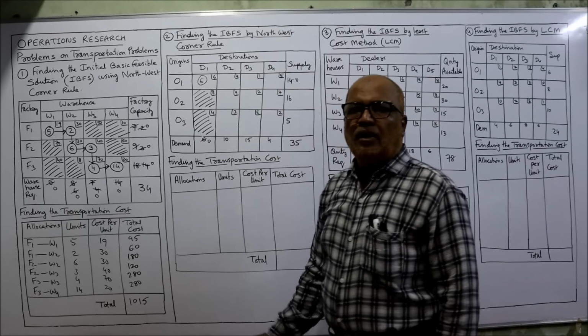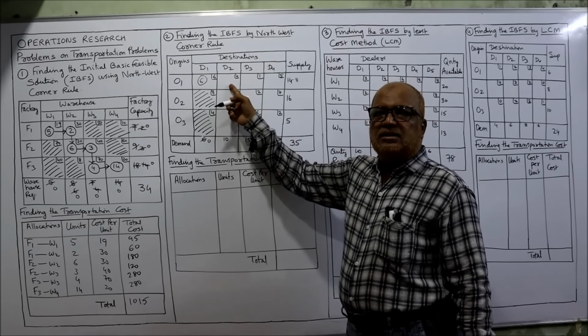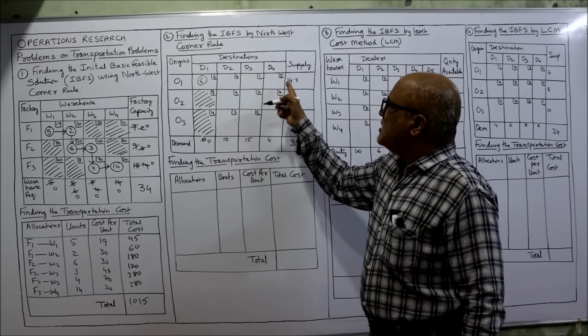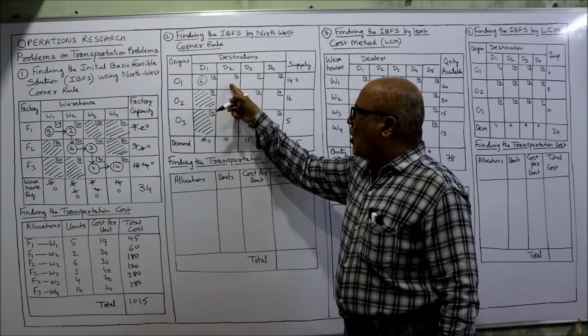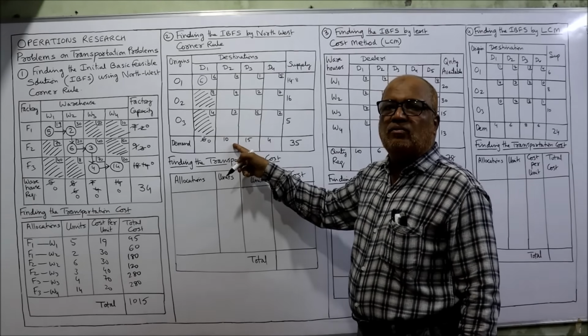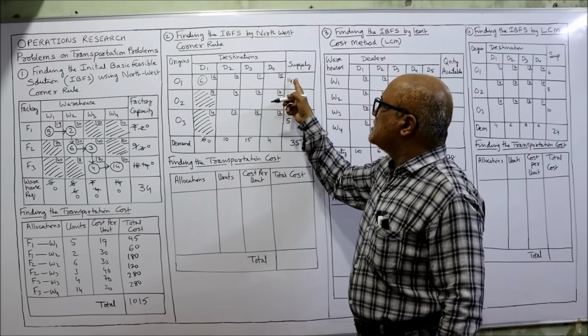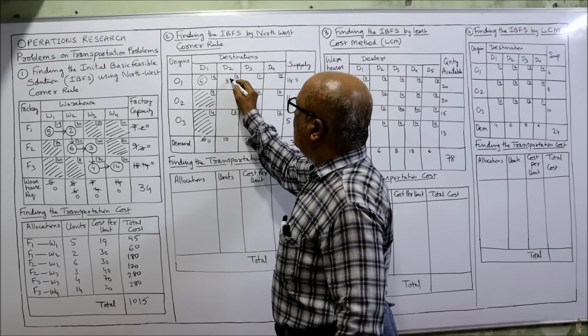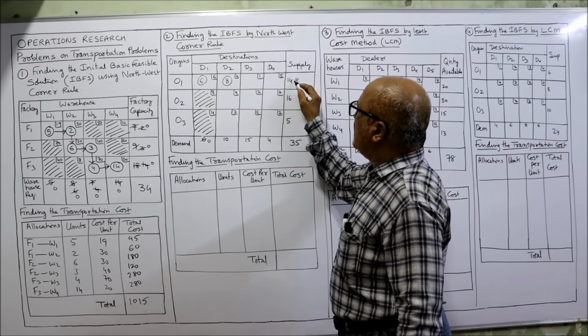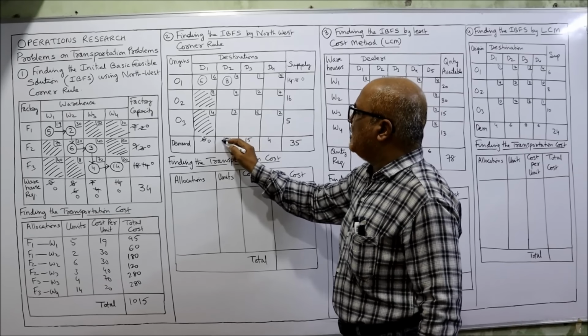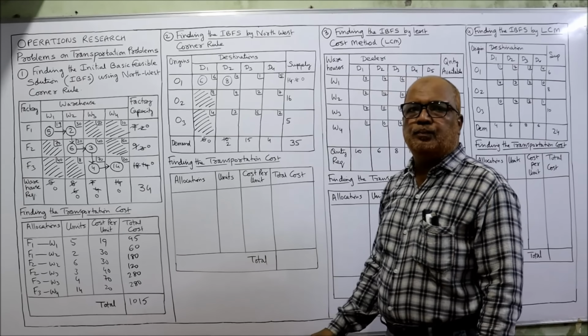That's all. Now I am moving right side. This cell. What is the row total here? 8. Column total 10. Whichever is less, 8 is less. So I am allocating 8 here. This 8 minus 8 will become 0. 10 minus 8 will remain 2.